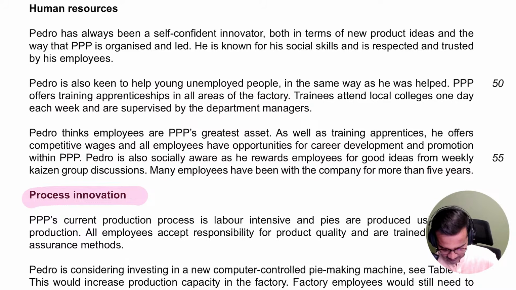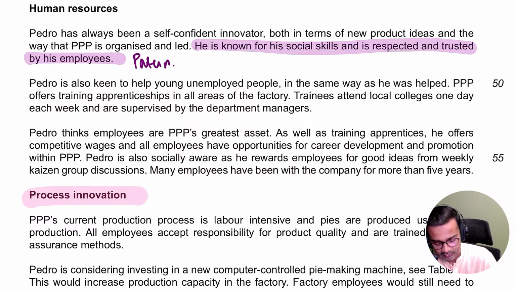So I could ask a question here that will test your AS knowledge, or I could just tell you the answer. But if you see a leader here who has good social skills, respected, trusted by his employees, hopefully you will recall that this type of leadership is what we call paternalistic, right? Where the leader sort of becomes a father figure and everybody trusts in his judgment and his abilities. So that's the status that Pedro has achieved.